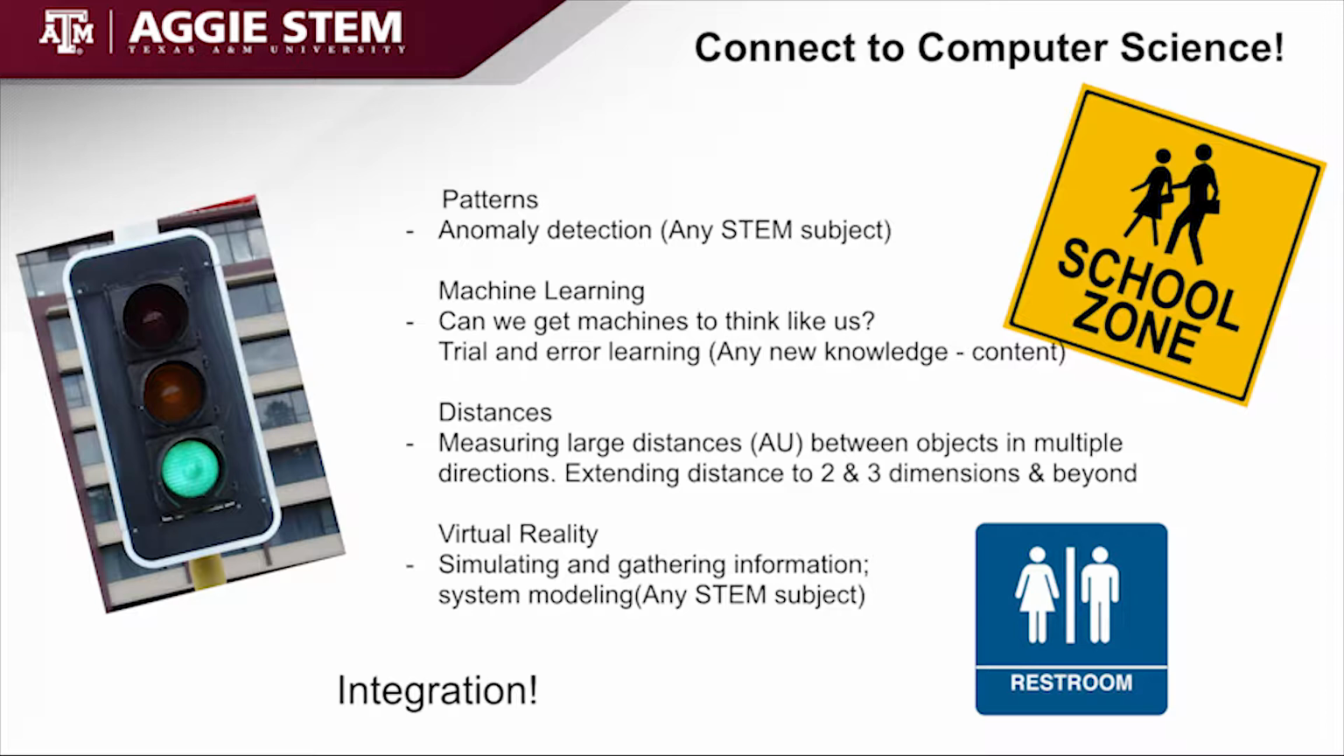In terms of distances, if there are very large distances, that is something else that teachers can talk about. They can talk about dimensions, two to three different dimensions with those distances, and that is a part of computer science. We also talk about virtual reality, and we talk about gathering information. So you're talking about different dimensions, patterns, detection of the world around you and context, and modeling. And again, all of those pieces are pieces of computer science.